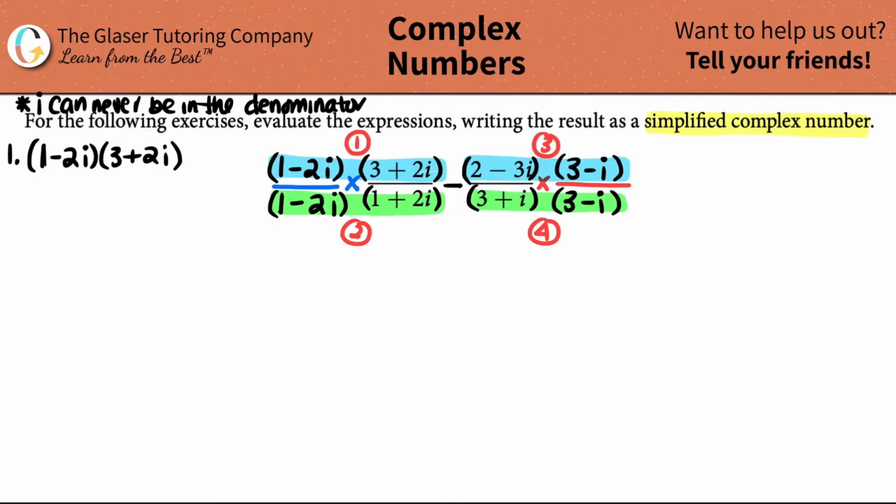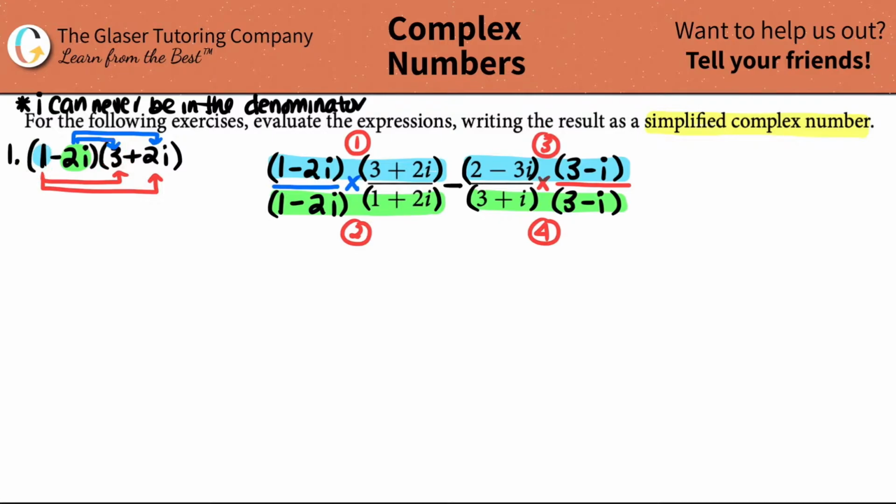And now we do this multiplication where we've got to be fair. We have to multiply the 1 by the 3 and the 2i, but then you also have to do the same thing for the second term. So I have to multiply the negative 2i by the 3, and I have to multiply the negative 2i by the 2i. So let's try it out.